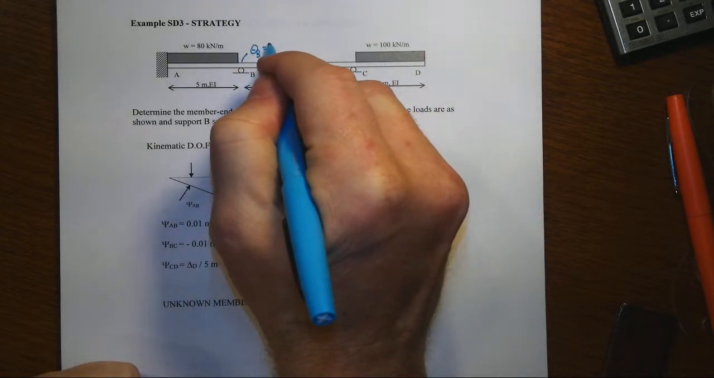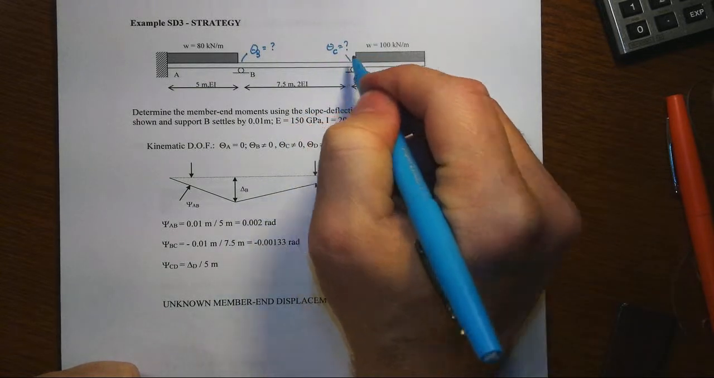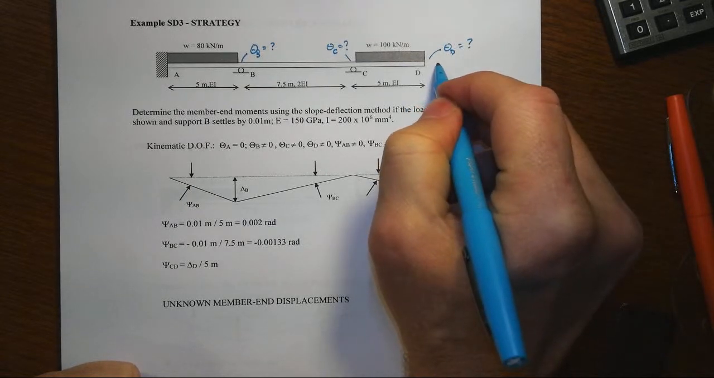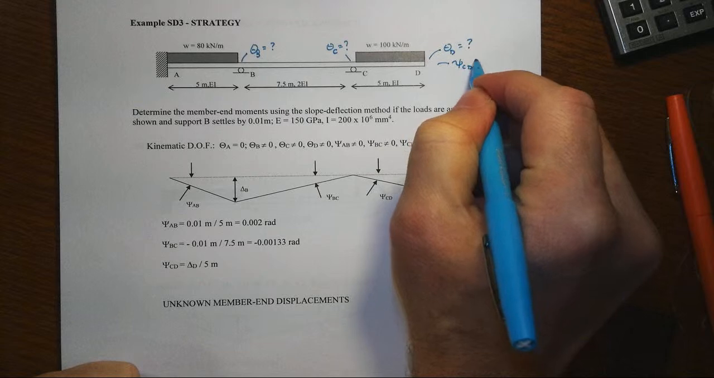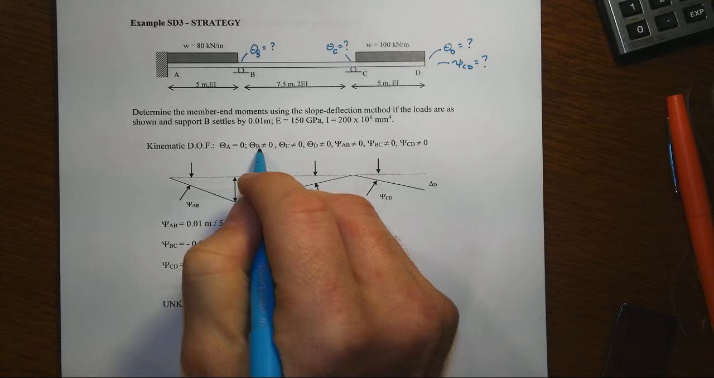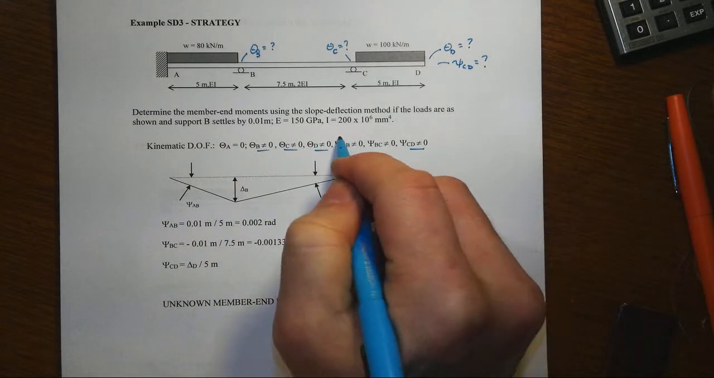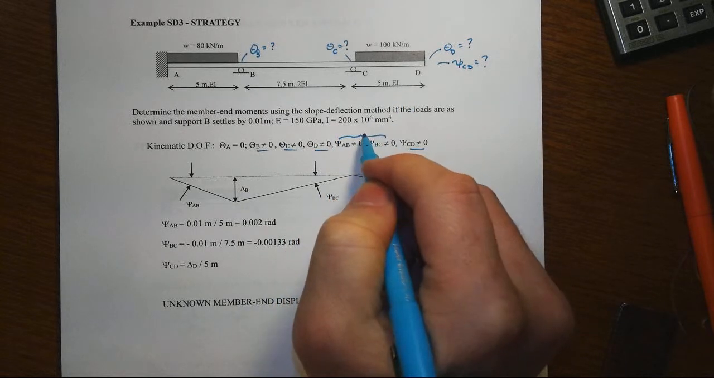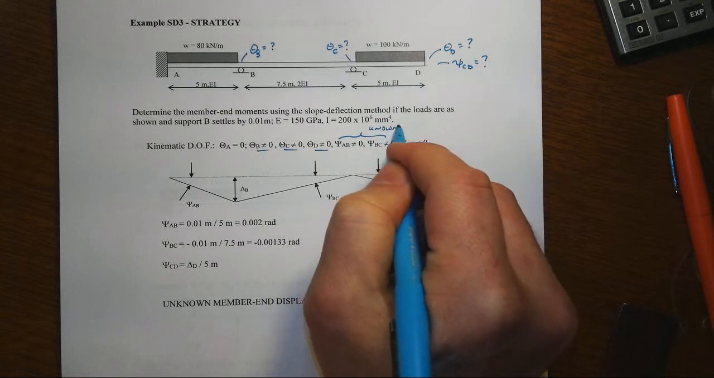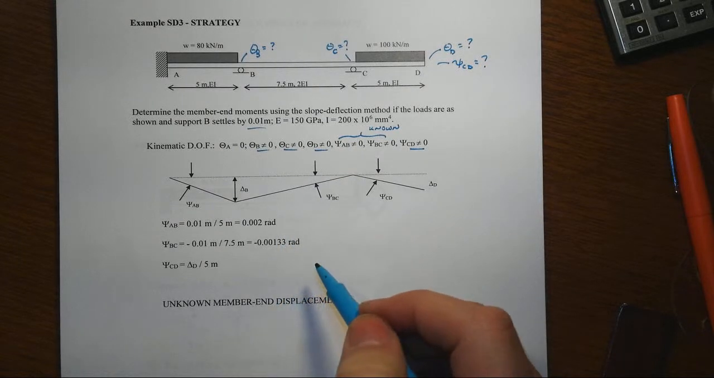In addition to not knowing the rotations at B and C, we no longer know what happens at D, nor do we know the chord rotation at D. That means we have 1, 2, 3, and 4 kinematic degrees of freedom. The other two chord rotations, for AB and BC, are still not zero, but they are known or can be calculated based upon what we did last time and what you see down here below.